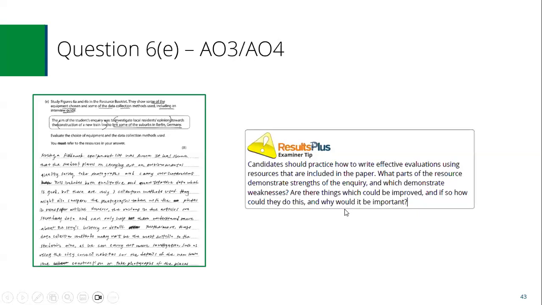So here we've got a conclusion. And although, as we've said, this one says evaluate the choice of equipment and the data collection used, you must refer to the resource in your answer. It would be useful if candidates really made sure that they wrote effective evaluations using the resource that is included in the paper: what parts of the resource demonstrate strengths of the inquiry and parts which demonstrate weaknesses.